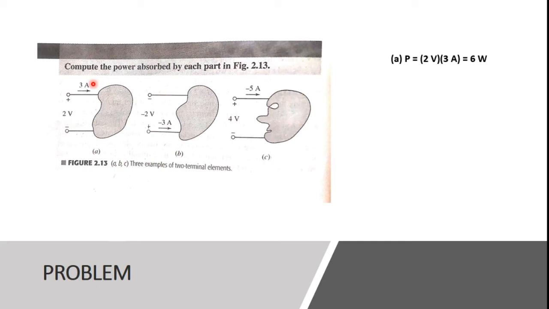What about the second one? It is minus 2 volts into minus 3 amps, so it is again 6 watts. And the third diagram, it is 4 volts into minus 5 amps, so it is minus 20 watts. And I would like to emphasize one point here.